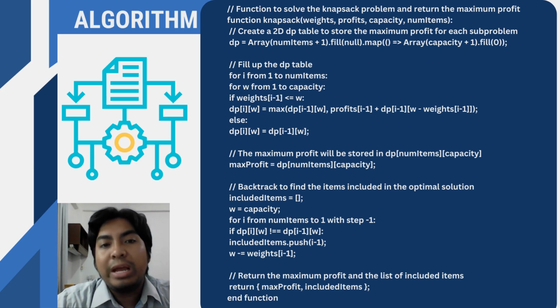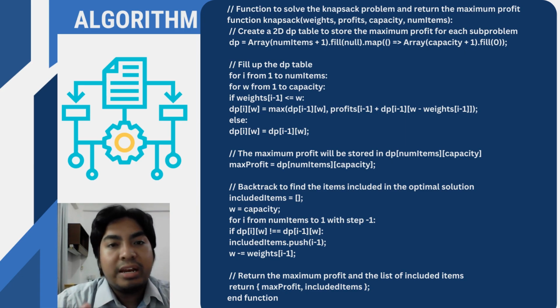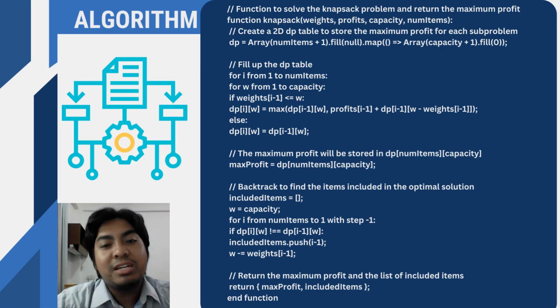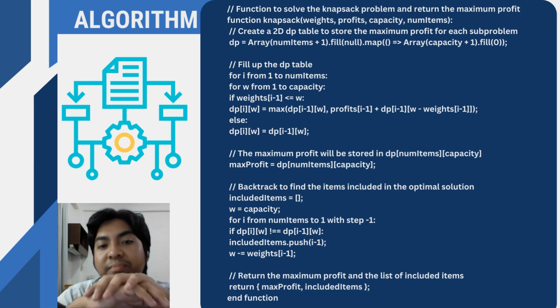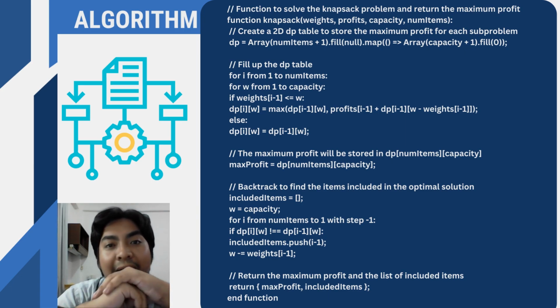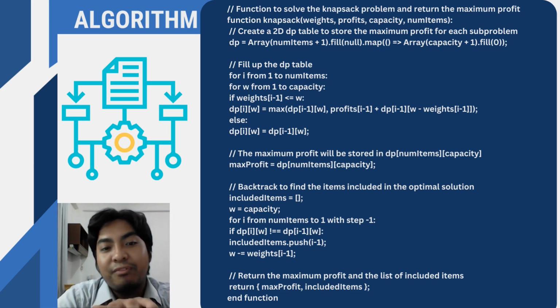So the condition weights[i - 1] <= W will be checked to see if we can include the item in the knapsack without exceeding its capacity. If so, we consider two choices: either exclude the current item and take the maximum profit from the previous row, or include the item and add its profit to the maximum profit obtained from the remaining capacity.